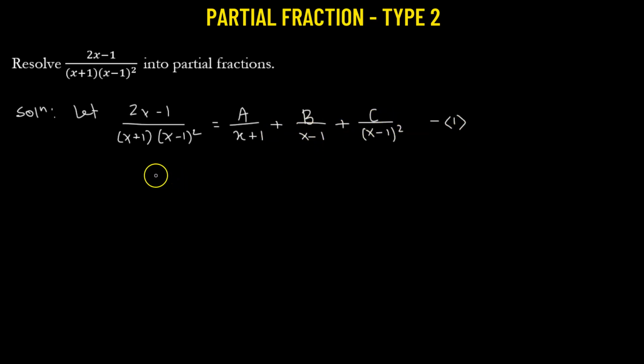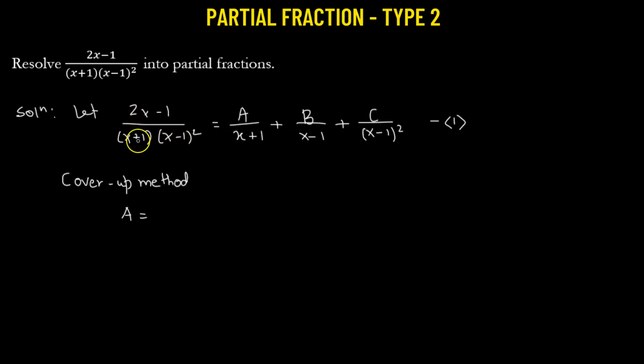Now we'll use 2 techniques to find the values of A, B and C. The first one is a method known as the cover-up method. So let's look at the first partial fraction, A over x plus 1. In order to find the value of A, all we have to do is look at the expression on the left hand side, that's 2x minus 1 over x plus 1 times x minus 1 whole squared.